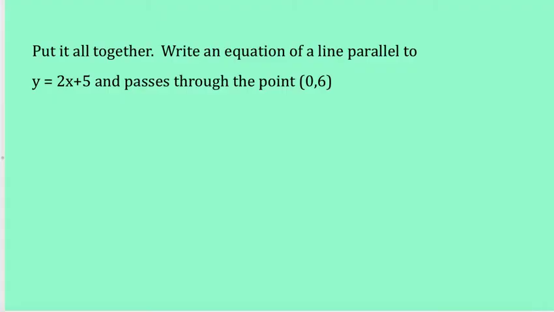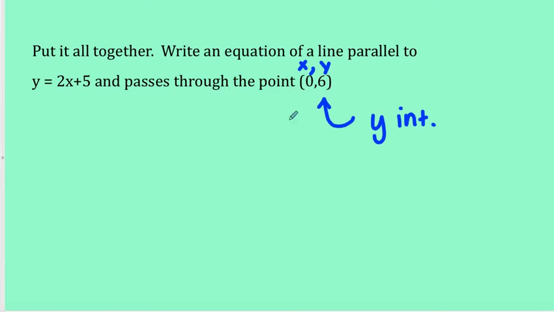All right, let's put this all together. This question says, write an equation of a line parallel to y equals 2x plus 5 and passes through the point 0, 6. All right, well, I see a 0 in this point, so I want to say to myself, okay, my x is 0, my y is 6. So this point is a very special point, the y-intercept. Remember, the y-intercept is where x is equal to 0.